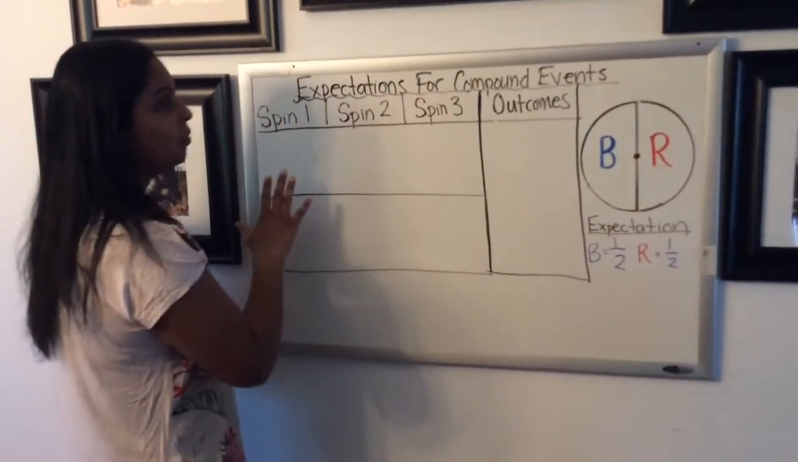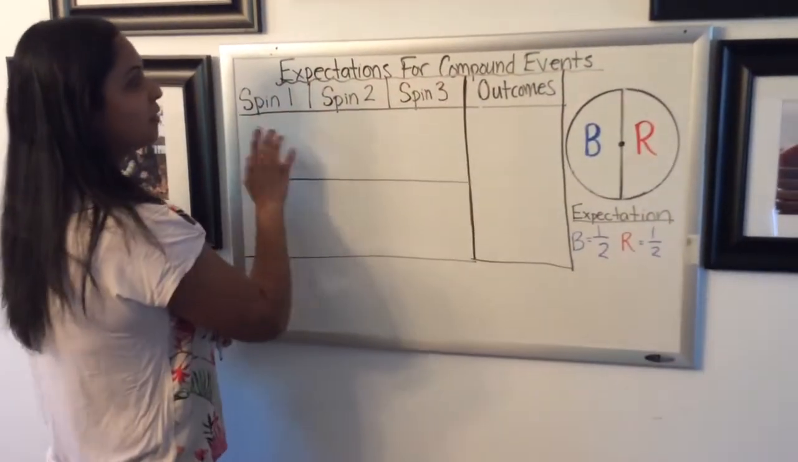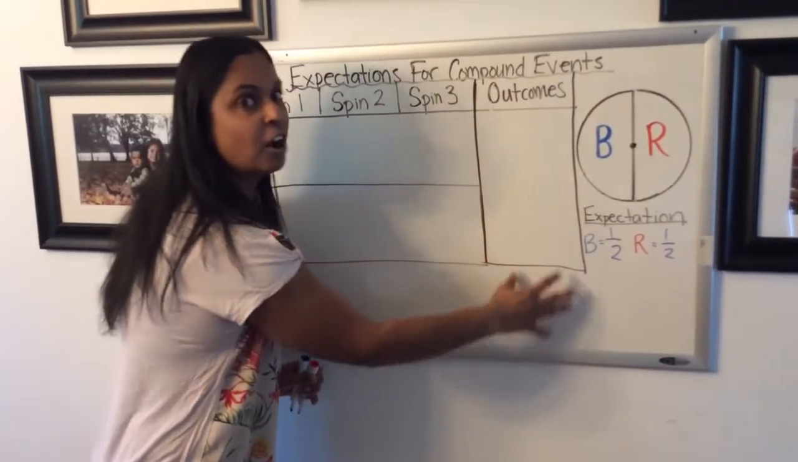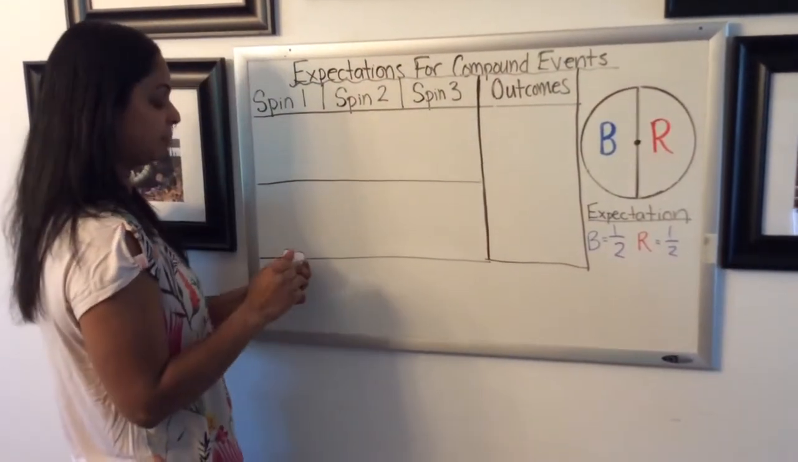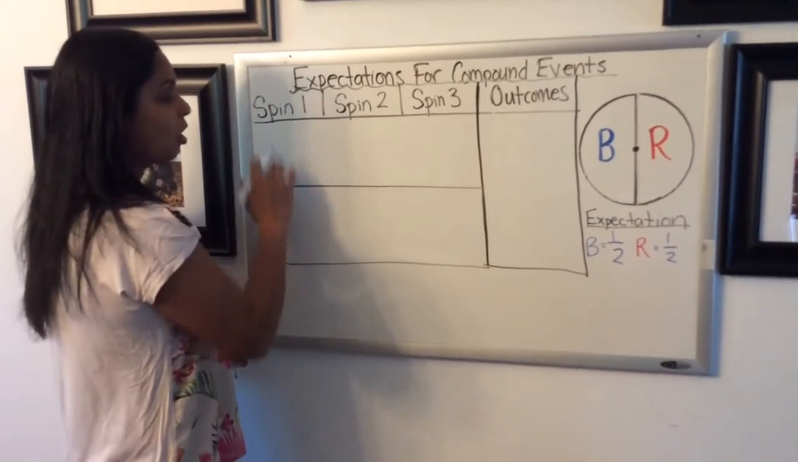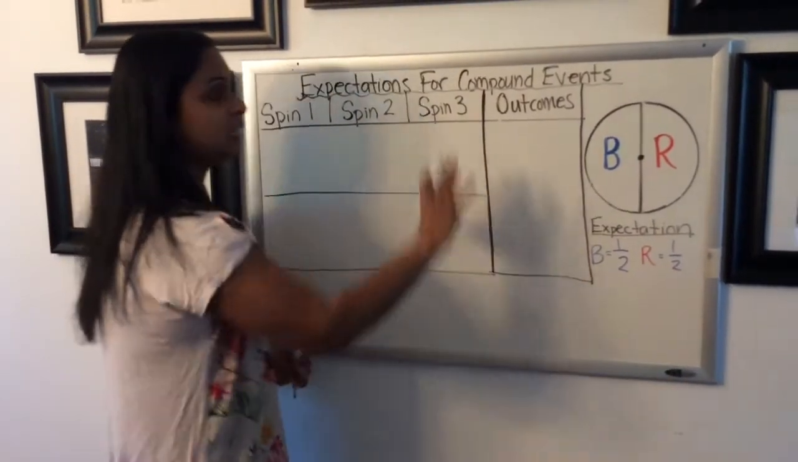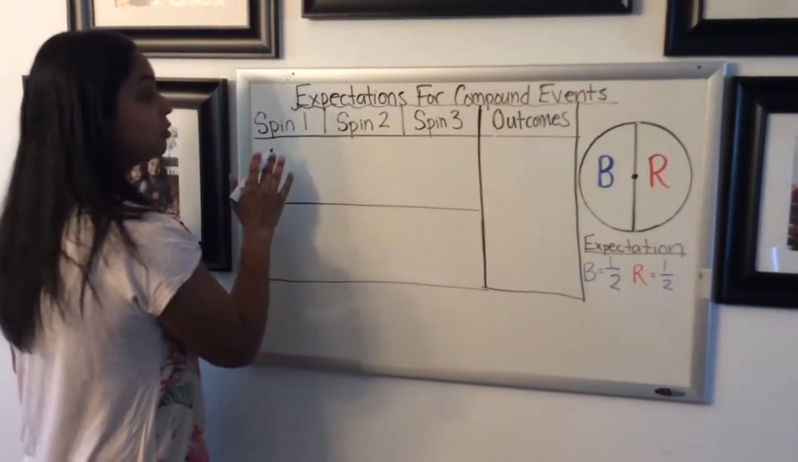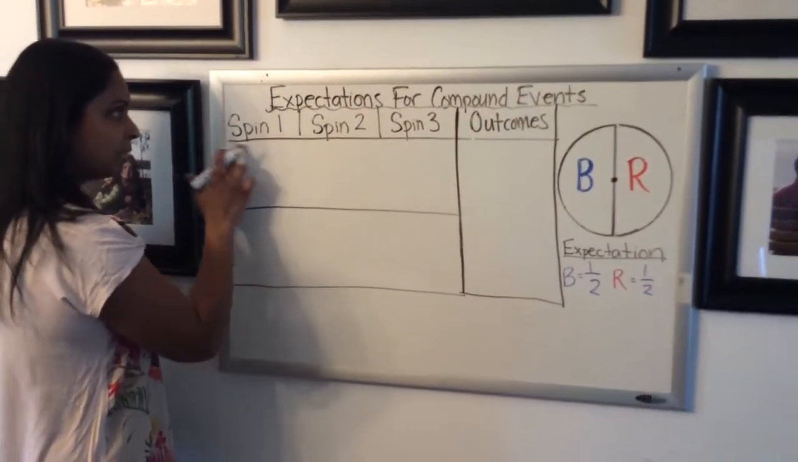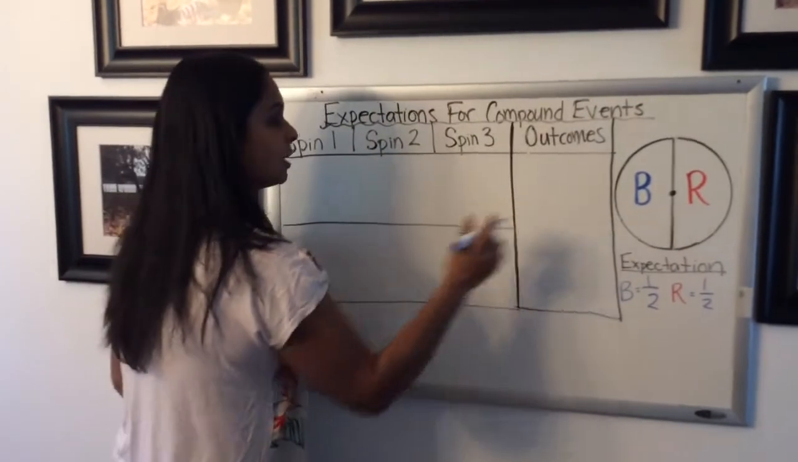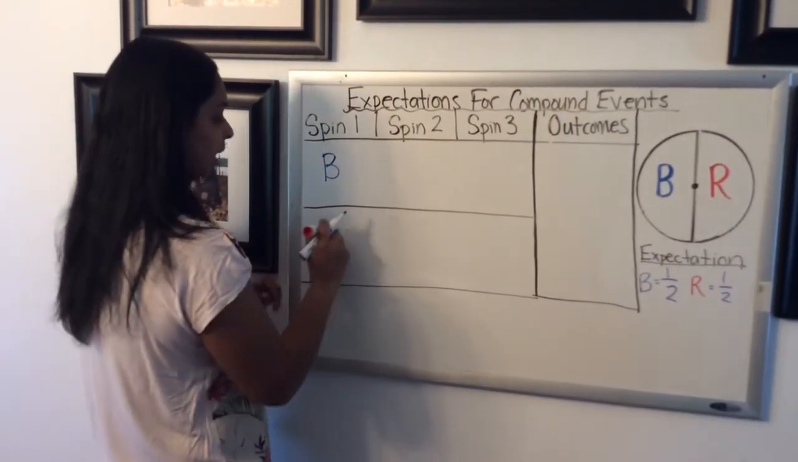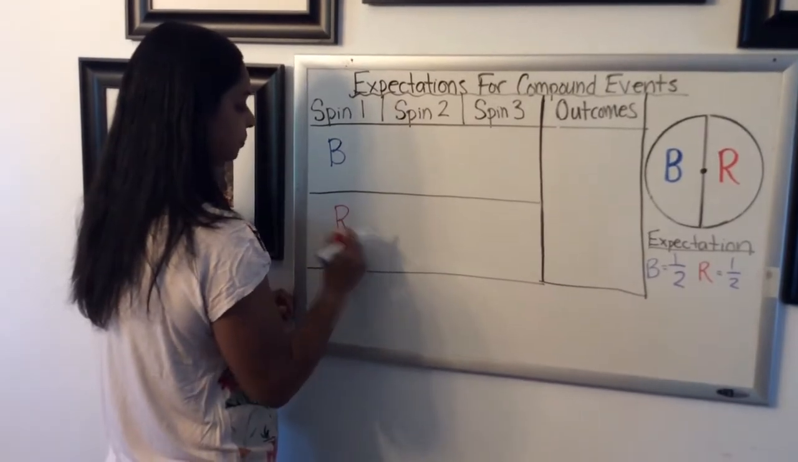Okay, so here I have my compound event. I want to spin this spinner 3 times and figure out all the different combinations of outcomes that could happen. All right, so I'm going to walk you through this tree-looking diagram that branches out that you're going to see in your book. And what we have to do first is think about what could happen on spin 1. So on spin 1, I could land on blue or I could land on red.